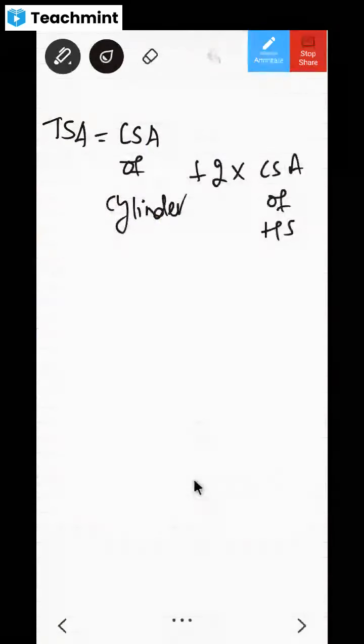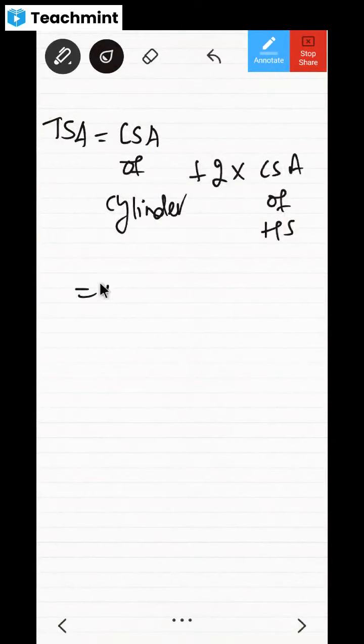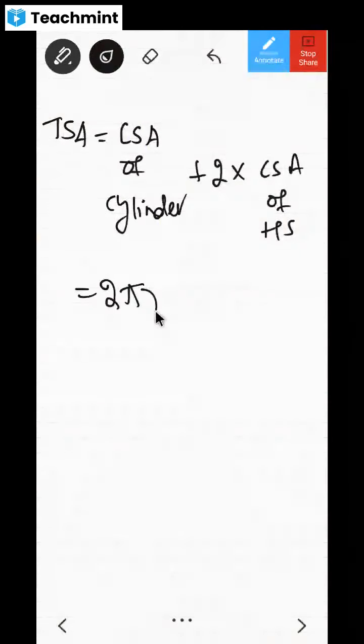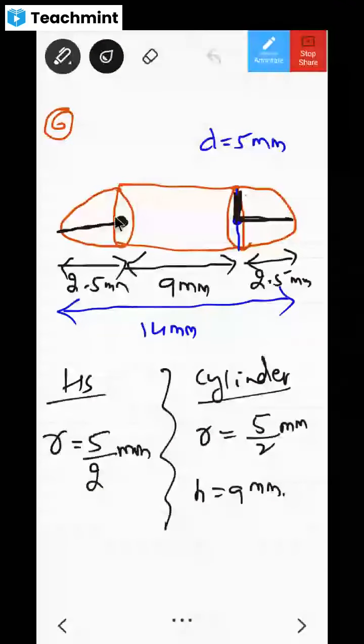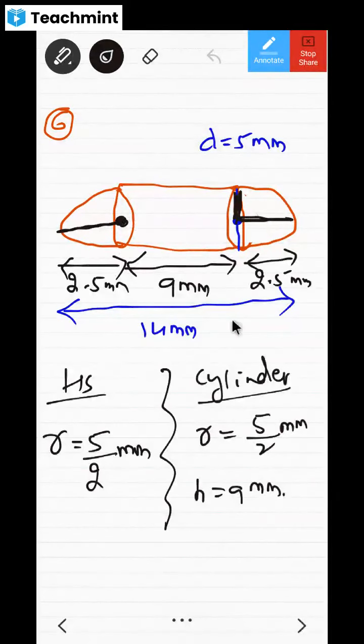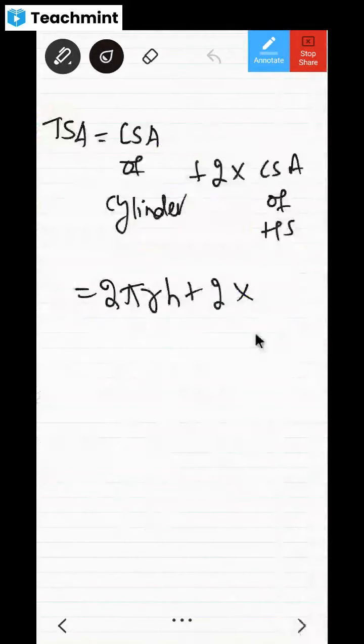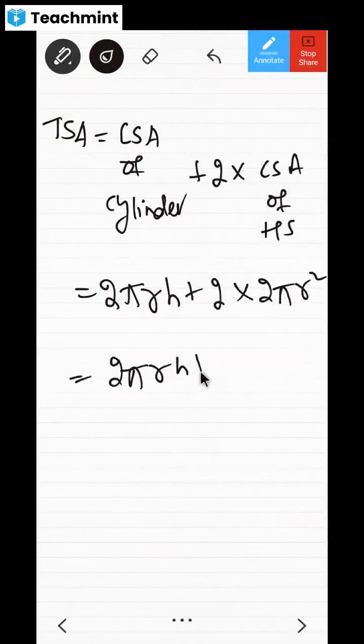So the curved surface area of the cylinder is 2 pi RH, plus 2 into the hemisphere's area. Now don't think that for total surface area you have to take 2 pi r (R plus H), because here the circular ends are not there. They are inside the tablet. We should not consider that. Then 2 into 2 pi r square. Then simplify it. So it becomes 2 pi RH plus 4 pi r square.